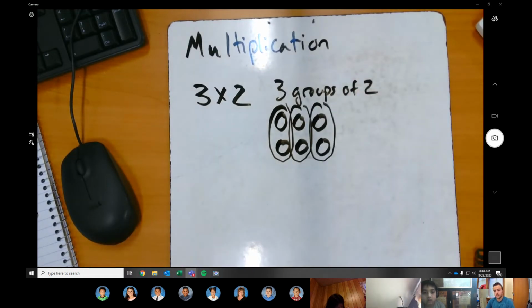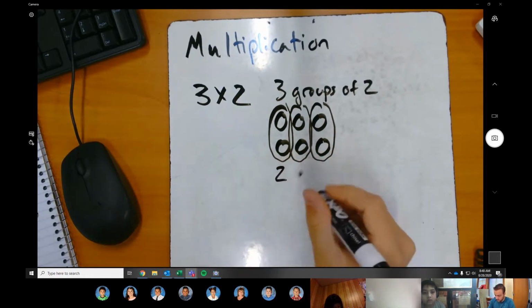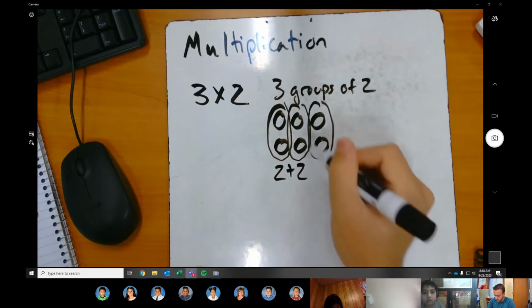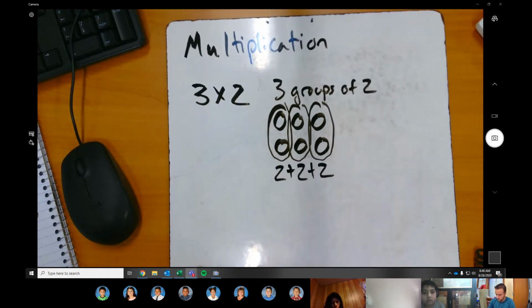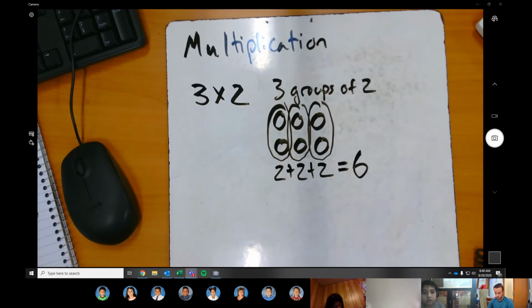And really all multiplication is just adding in a pattern. Okay, we have 2 here in that group, and we're adding 2 more there from that group, and 2 more there from that group. So when you have 2 plus 2 plus 2, it gives you 6 in total. Okay, so like I said, multiplication is just adding in a pattern. You're adding 2 plus 2 plus 2.